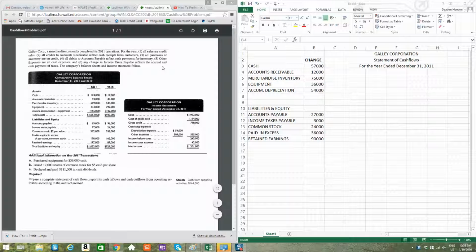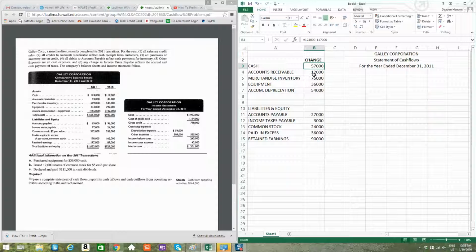It's a PDF. So with a problem like this, you're given a bunch of information. You're usually given a comparative balance sheet showing 2 years and an income statement and then some additional information. So you have to consider all these three things when you put the cash flow statement together. So your first step would be to compute the balance sheet changes. What I've already done is I found the difference between 2011's balances and 2010's balances, and that gives me the increase or decrease in each of those accounts, right?